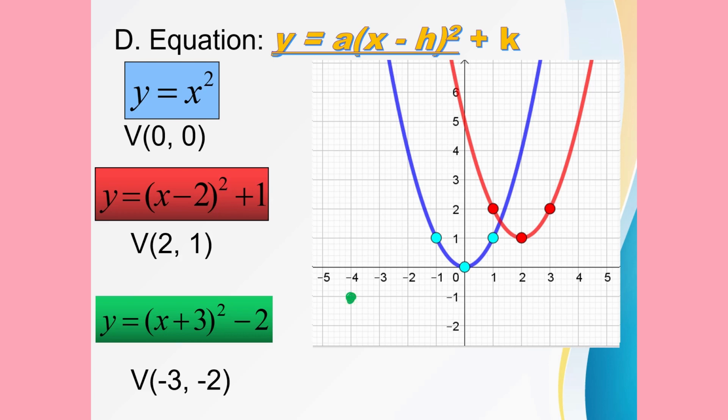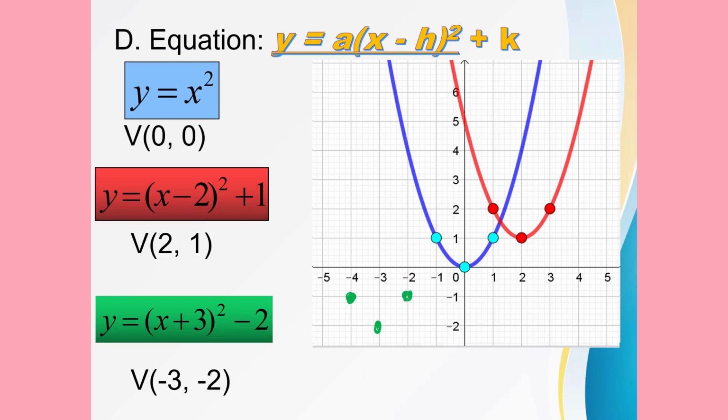Next point, the vertex, 1, 2, 3, then 1, 2. Next point, the last point in the blue graph, 1, 2, 3 to the left, then 2 units downward, 1, 2. So draw here the last point.